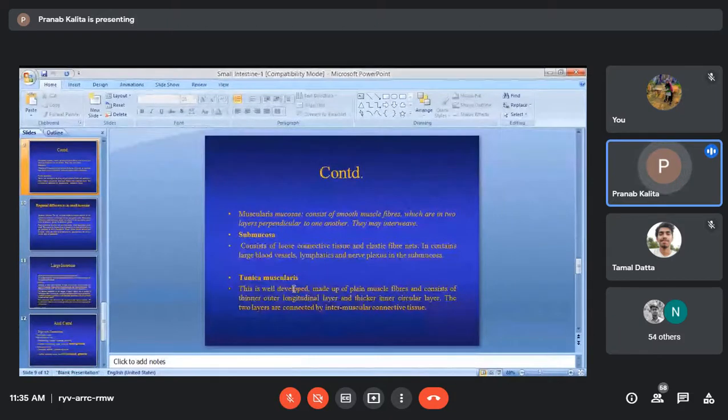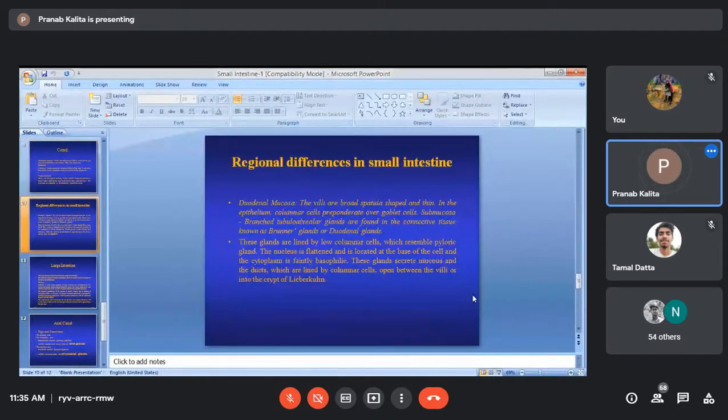Then muscularis mucosae, that means lamina muscularis mucosae, smooth muscles, which are in 2 layers perpendicular to one another. They may be interwoven. Then submucosa is loose connective tissue. And tunica muscularis is well developed, made up of plain muscle fibers, outer longitudinal and inner circular layer. That is about the tunica muscularis.